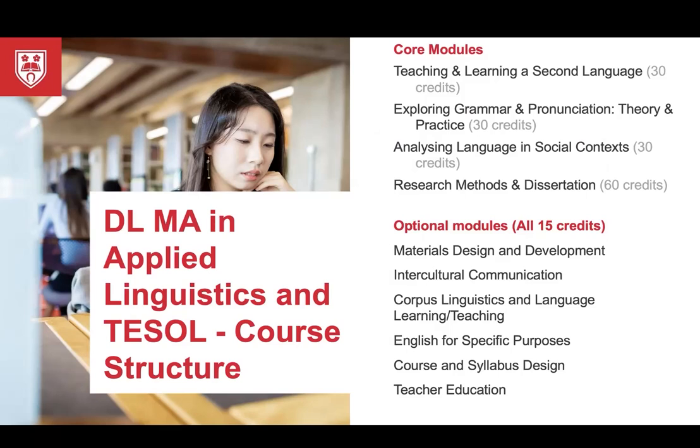In the Analyzing Language in Social Context module, there is a focus on two key areas. In the first part of the module, there's a sociolinguistic focus, which, in terms of topics, addresses issues such as language variation, language and gender, and multilingualism. In the second part of the module, it's a discourse analytic focus, addressing, for example, the characteristics of spoken and written genres, and the use of language to convey power and ideology.